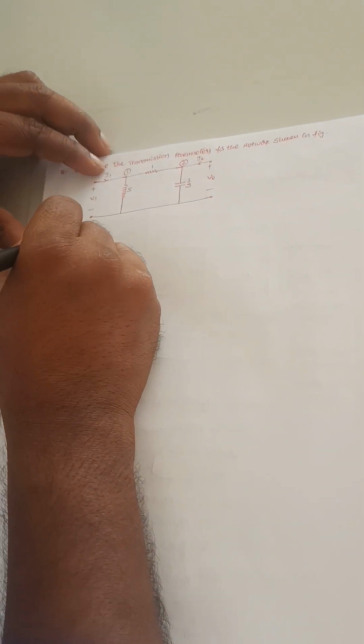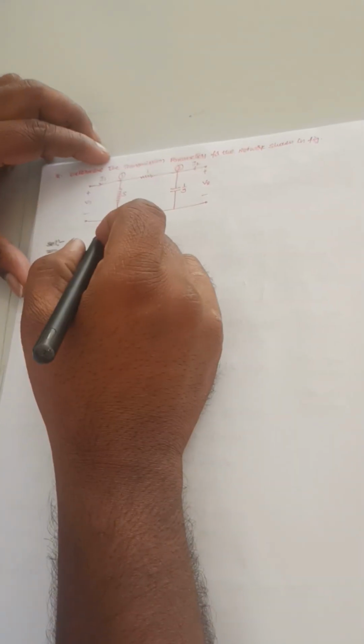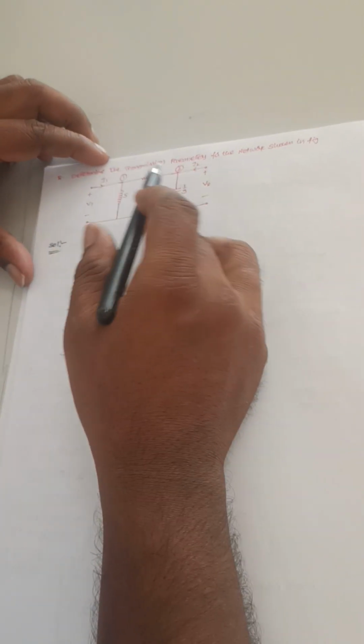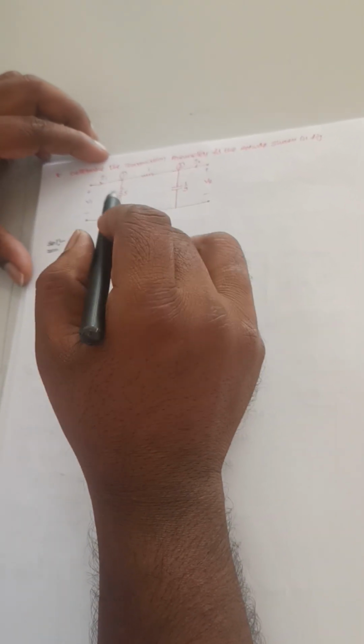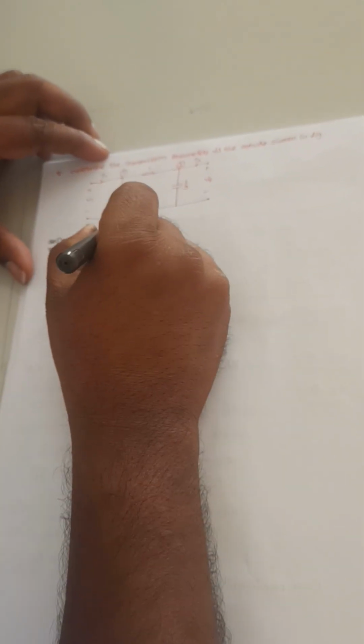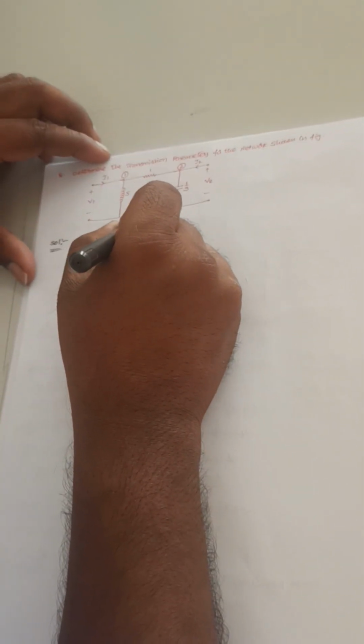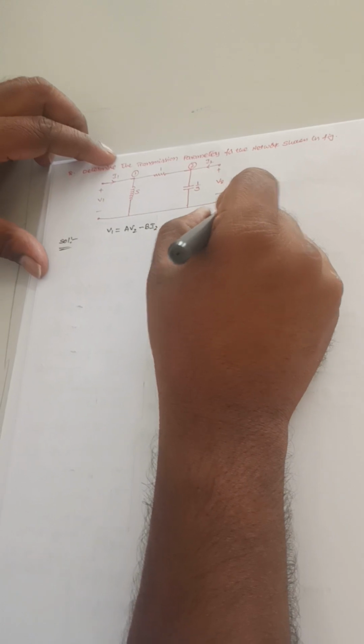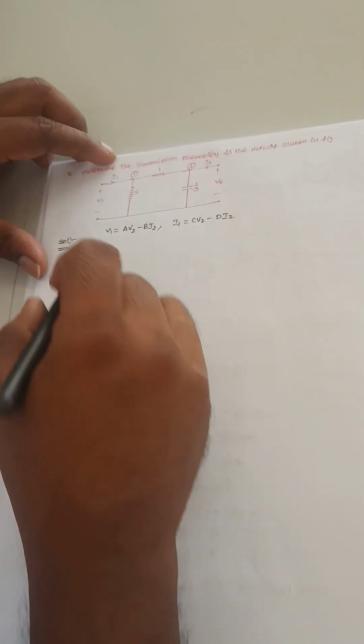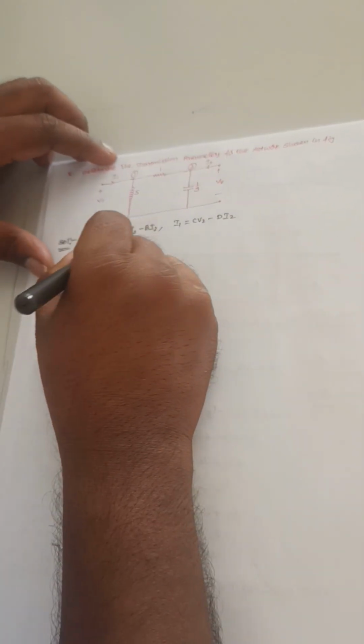So for this, I need to write the expressions or equations for this network like this. V1 is equal to, in this form, AV2 minus BI2 and I1 is equal to CV2 minus DI2. So here for this network, draw this network here.